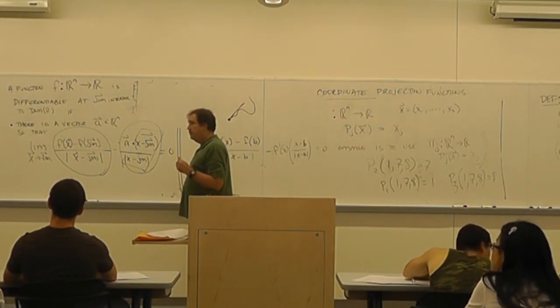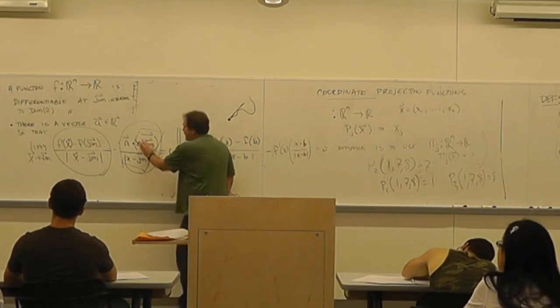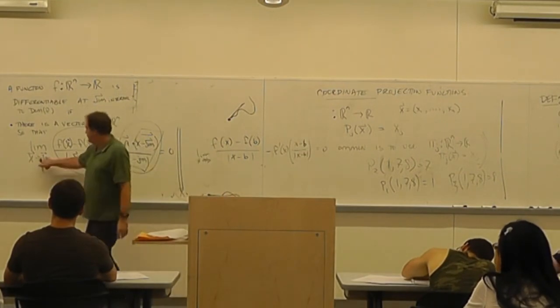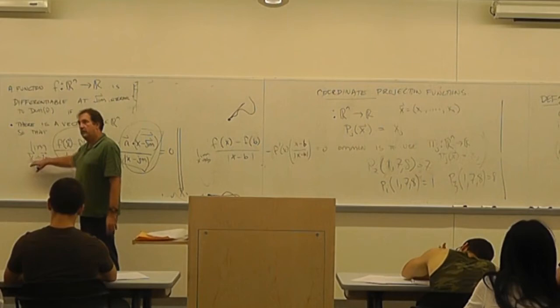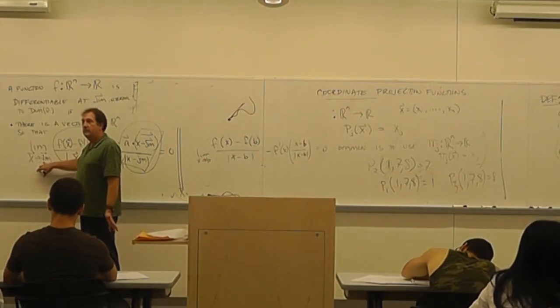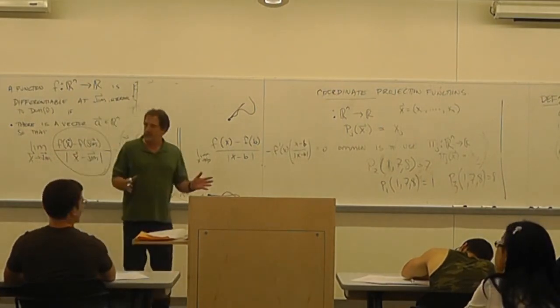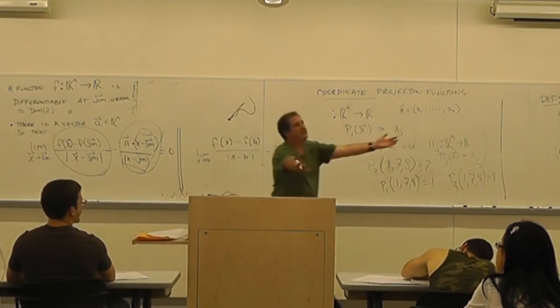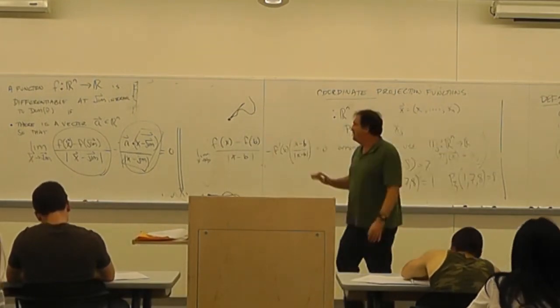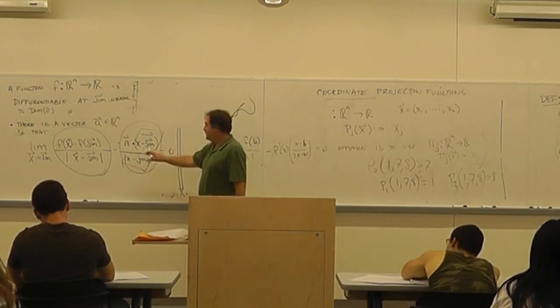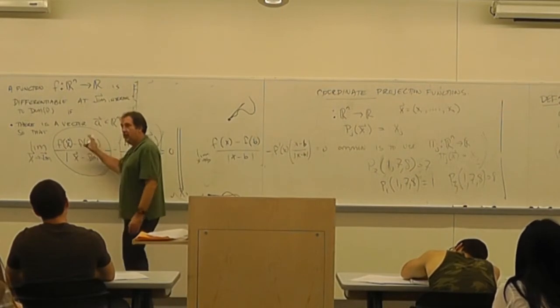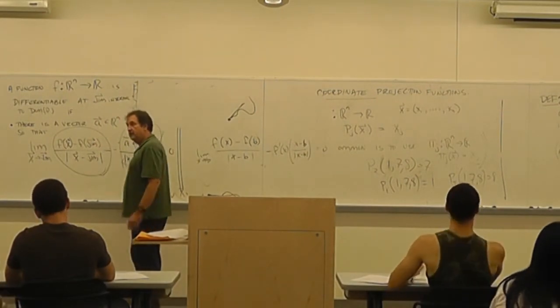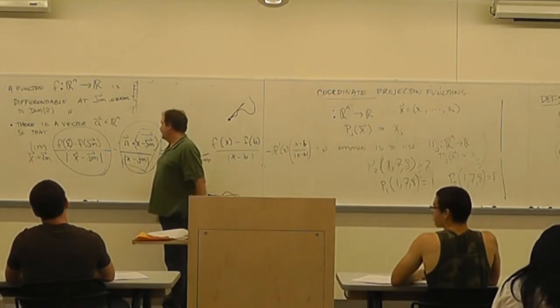But is it? This limit is never zero. X is never Jim. Okay. We're only getting close to Jim. But it's never equal to Jim. So let's say as you get closer and closer. No, I get that you need the limit. I just don't understand why you need the denominator.